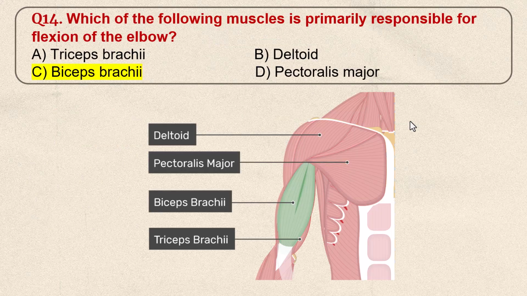The correct answer is biceps brachii. So if you want to flex the elbow, the muscle should be in the anterior compartment of the upper arm. You can see the muscles of the upper arm are deltoid, pectoralis major, biceps brachii, and triceps brachii. The main muscle responsible for the flexion of the elbow is the biceps brachii. So the correct answer is C.